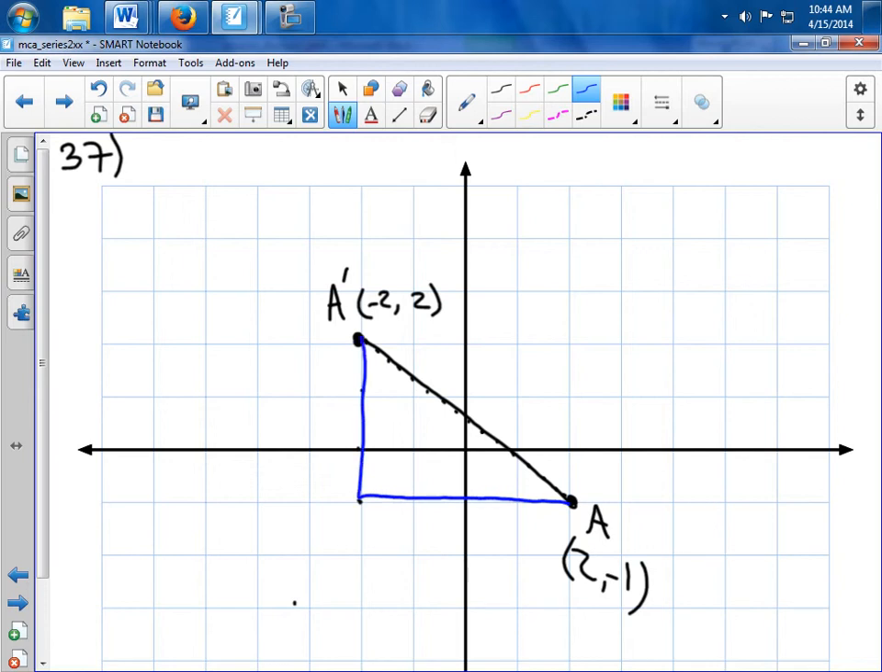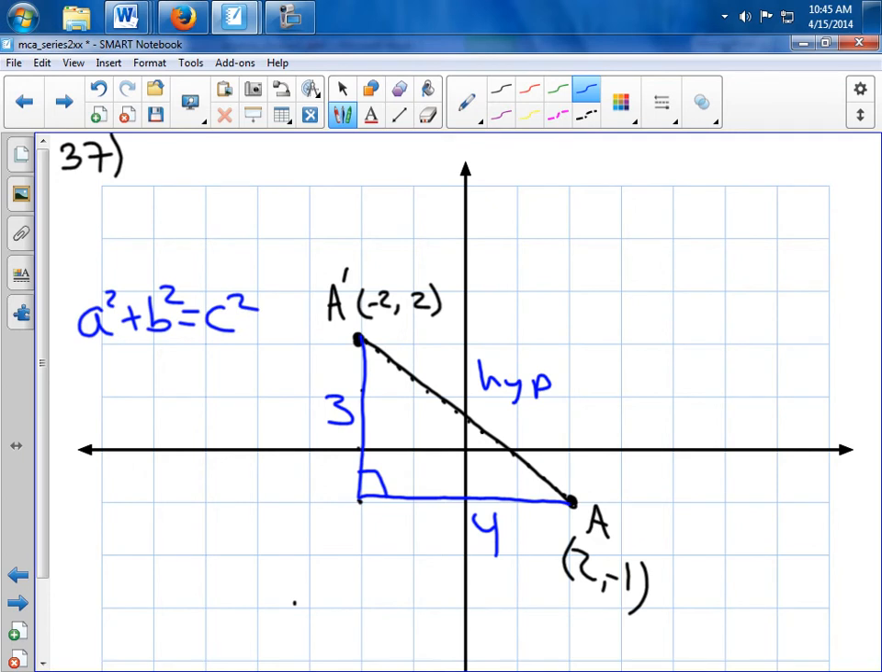This would be a 90-degree angle. What's the distance here? 4. What's the distance here? 3. What would I call this side of the triangle? C, the hypotenuse, right? So if we have the 2 legs, couldn't we just do a squared plus b squared equals c squared?